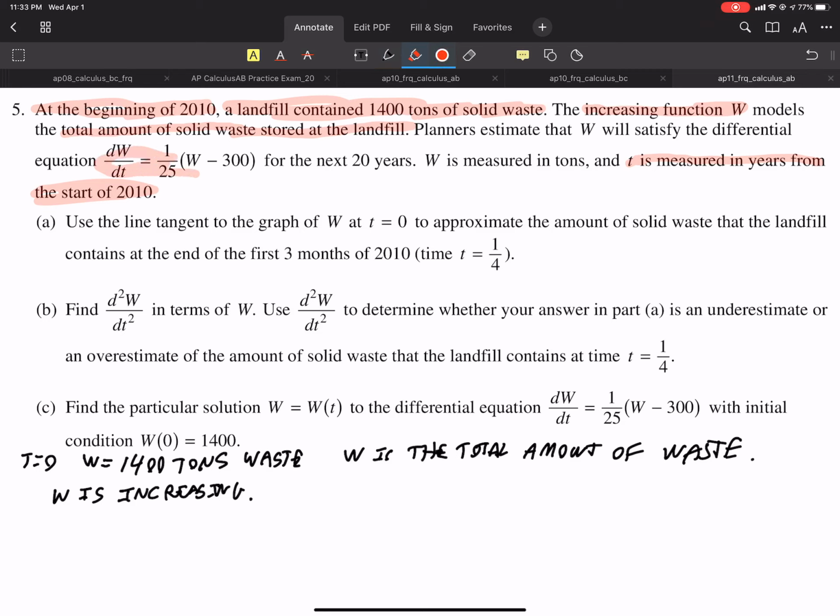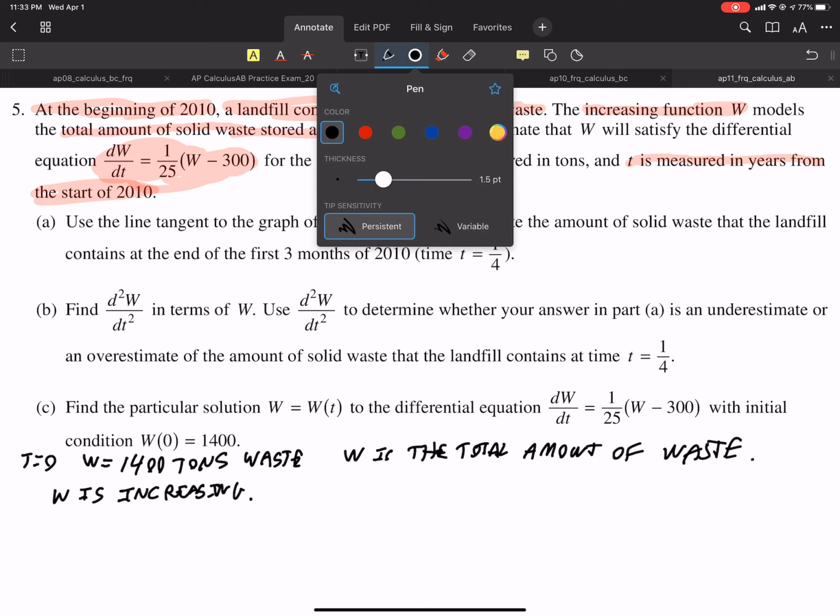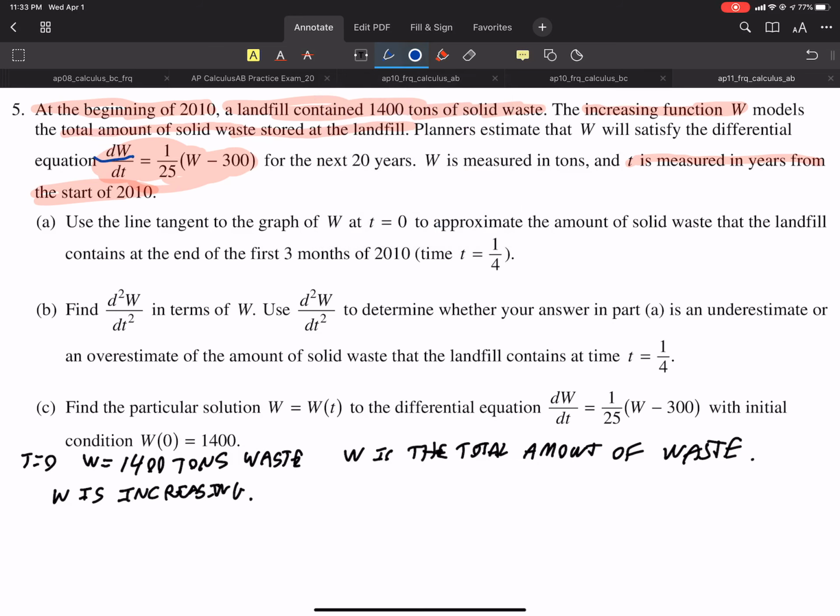Then they give you this differential equation. When you see that, you have to think what it's really telling you. It's telling you the amount that the waste changes as time changes. So how fast the amount of waste is changing over time. And so here's our function about how fast the amount of waste changes.